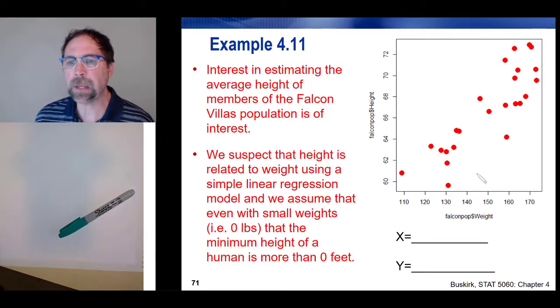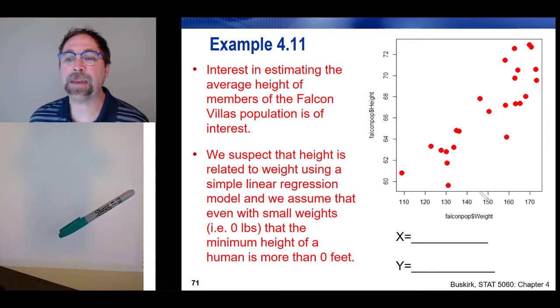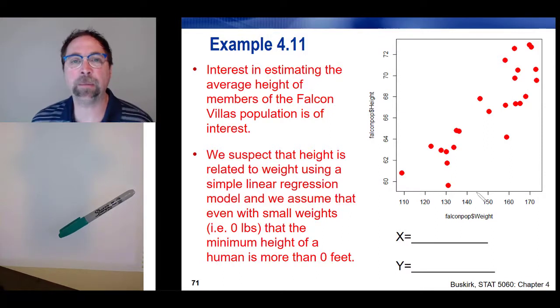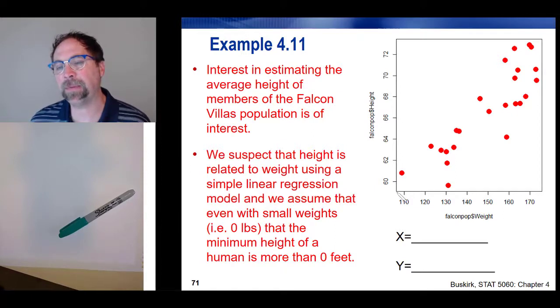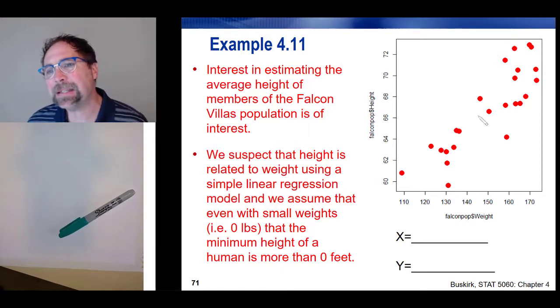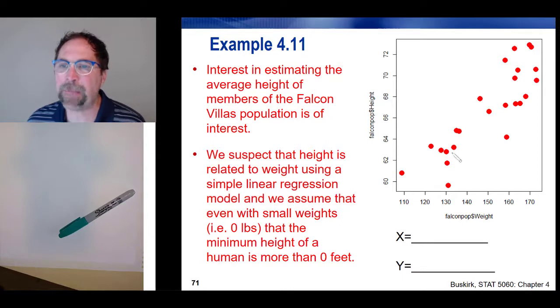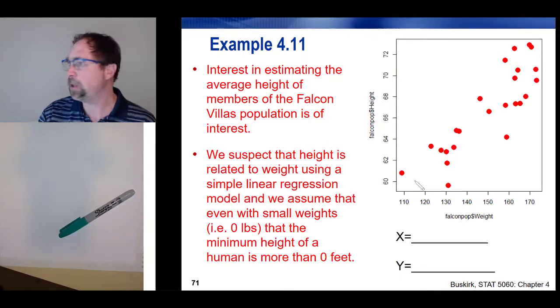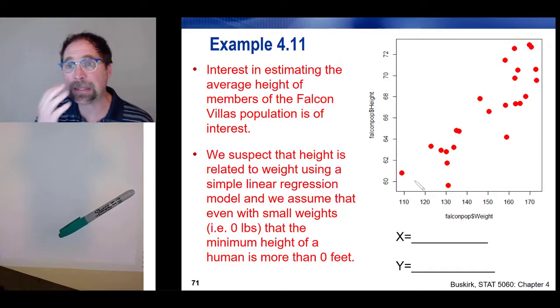So going through the origin is probably not realistic, and so the regression estimator here is probably a little bit better. Now, if we look at this graph, this is the graph of the population. I've plotted all 24 of the members of the Falcon Villa population. You can see that the origin of this graph is not 0, 0, so keep that in mind. And you'll notice that there is kind of a linear relationship. We can imagine a line going through these points and governing the relationship between height and weight.